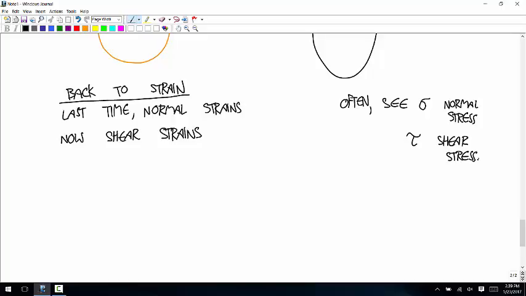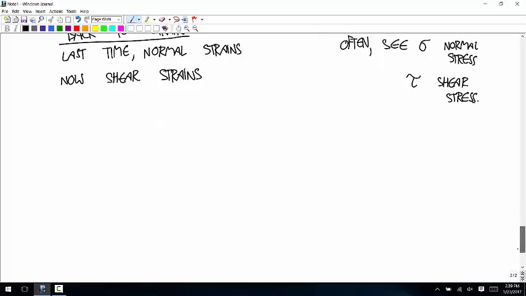So normal strains have to do with elongation and contraction, a change in length. Shear strains have to do with changes in angles between faces.